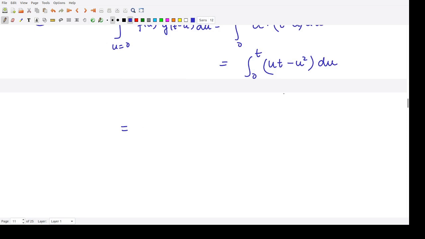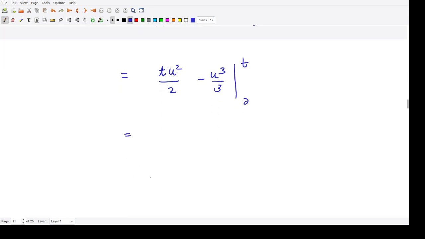That would be the multiplication. So now how will you perform this integration? t would be treated as a constant. So it would be t into u square divided by 2 minus u cube divided by 3, and the limits are from 0 to t. So this is equal to t cube divided by 2 minus t cube divided by 3 minus 0. So this is the final convolution result that you obtain.